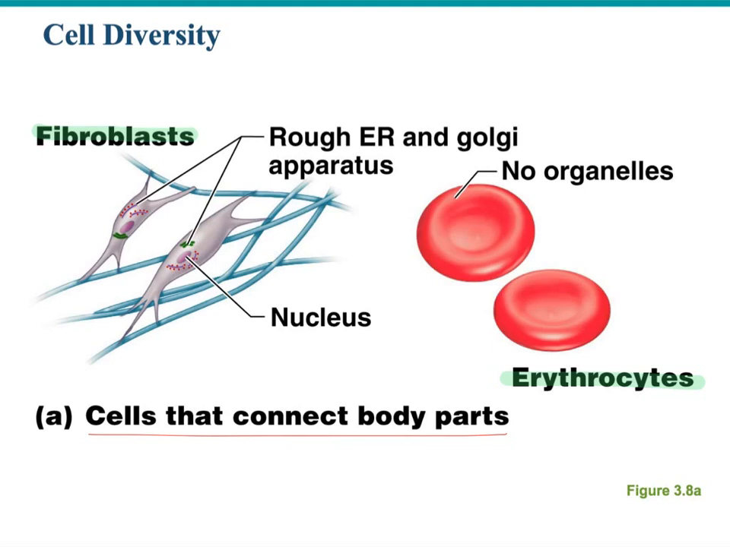And then erythrocyte is a fancy word for what type of cell? Red blood cell. And here's another little bit of etymology for you. The suffix "cyte" means cell. So if you see "cyte" at the end of a word, that means it's a cell. So erythrocyte is a red blood cell. Those are 2 examples of connective tissue cells.